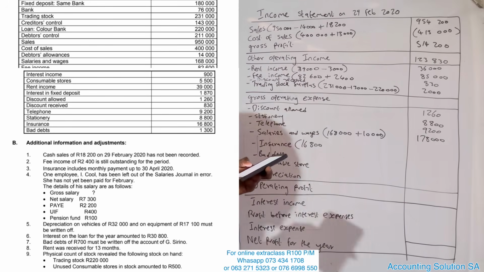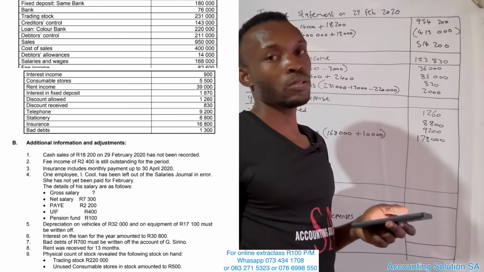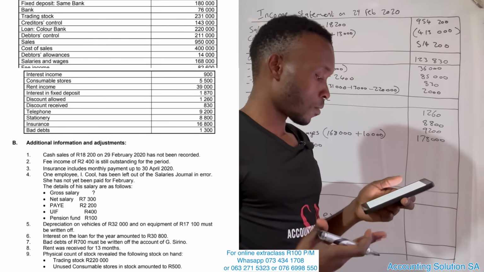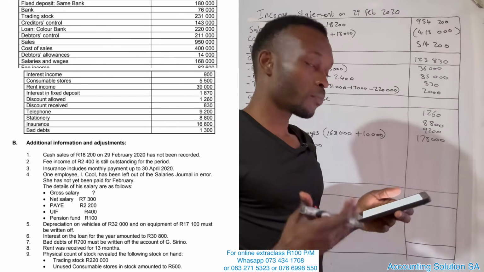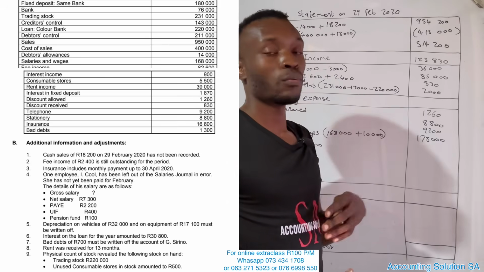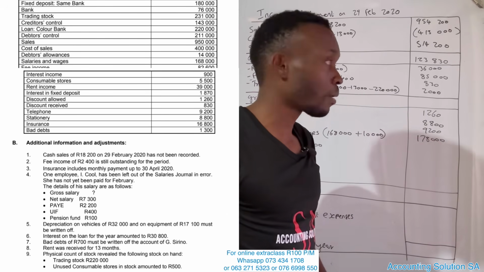And the transaction that is affecting insurance is number 3. Insurance includes monthly payment up to 30 April 2020. So guys, if they give you an insurance amount that includes up to April, remember our year is ending in February. In other words, there is March and April that was paid in advance.